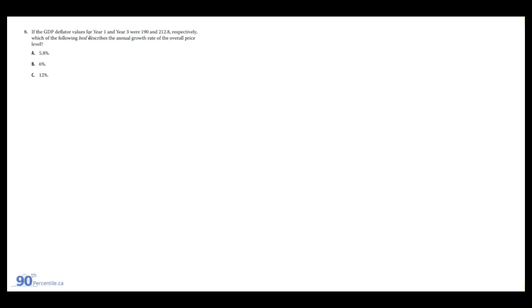If the GDP deflator values from year 1 and year 3 were 190 and 212.8 respectively, which of the following best describes the annual growth rate of the overall price level? Which one of these?